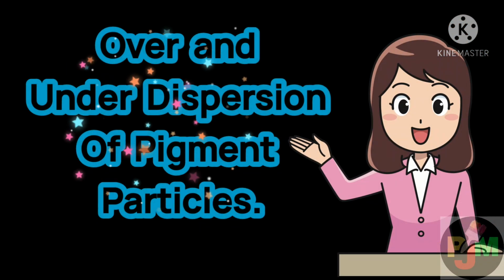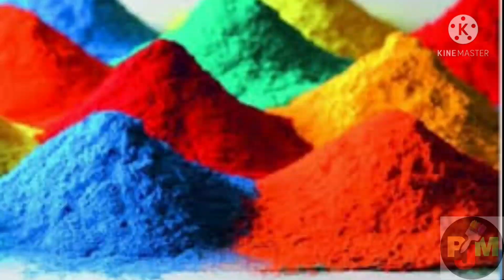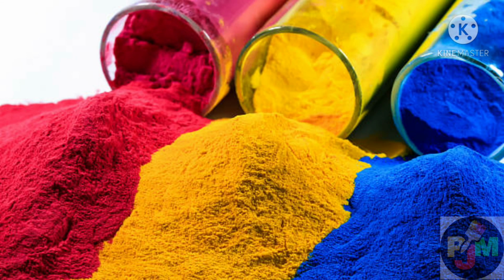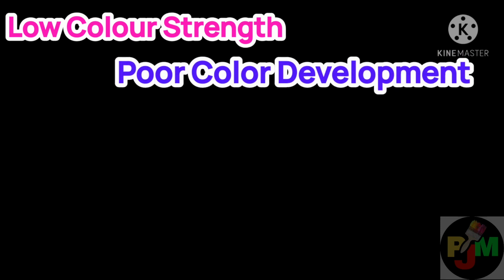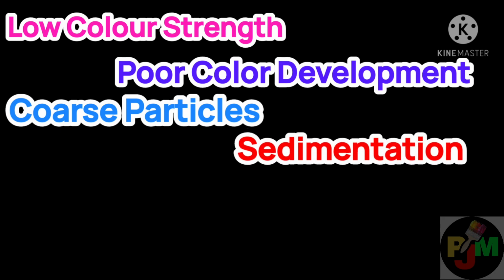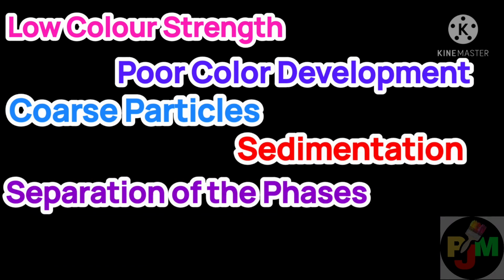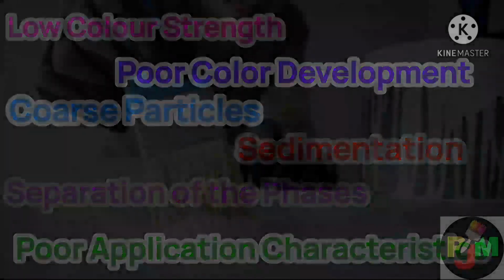Let's see the effect of over and under dispersion of pigment particles. The dispersion stage is extremely important. If the pigment is not correctly dispersed, this may result in various shortcomings in the paint or coating, such as low color strength, poor color development, coarse particles, sedimentation of the pigment, separation of the phases, and poor application characteristics.